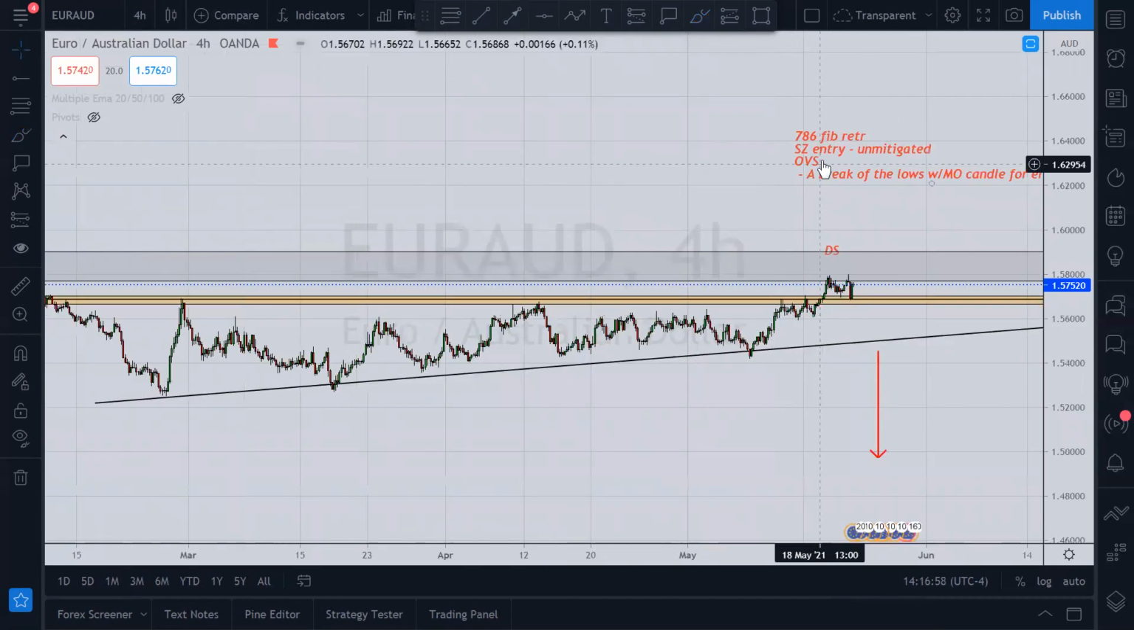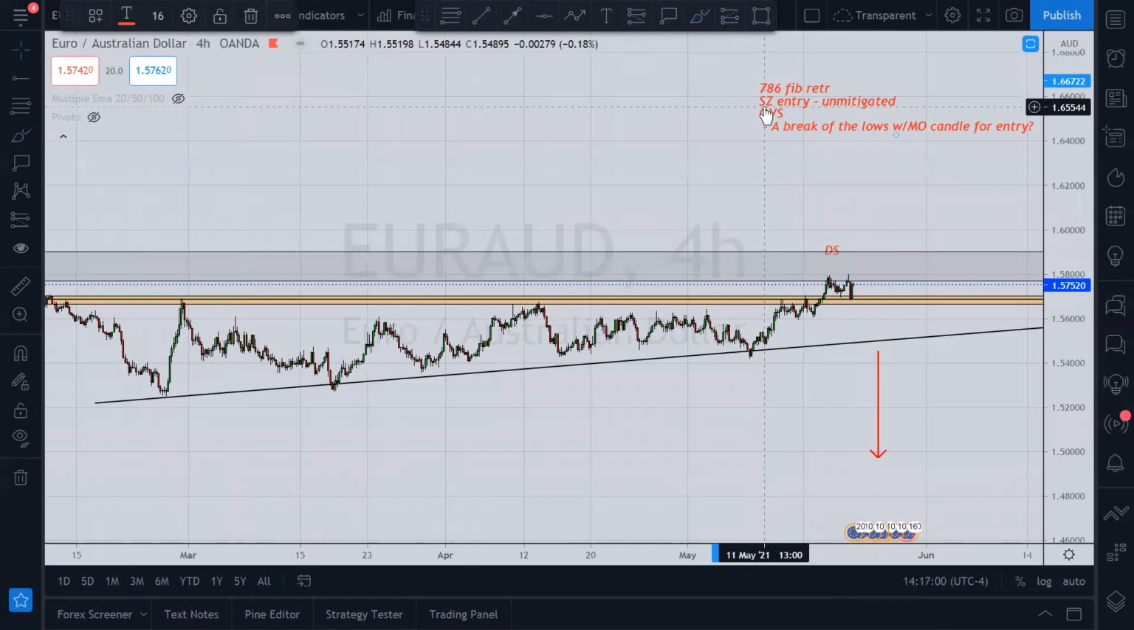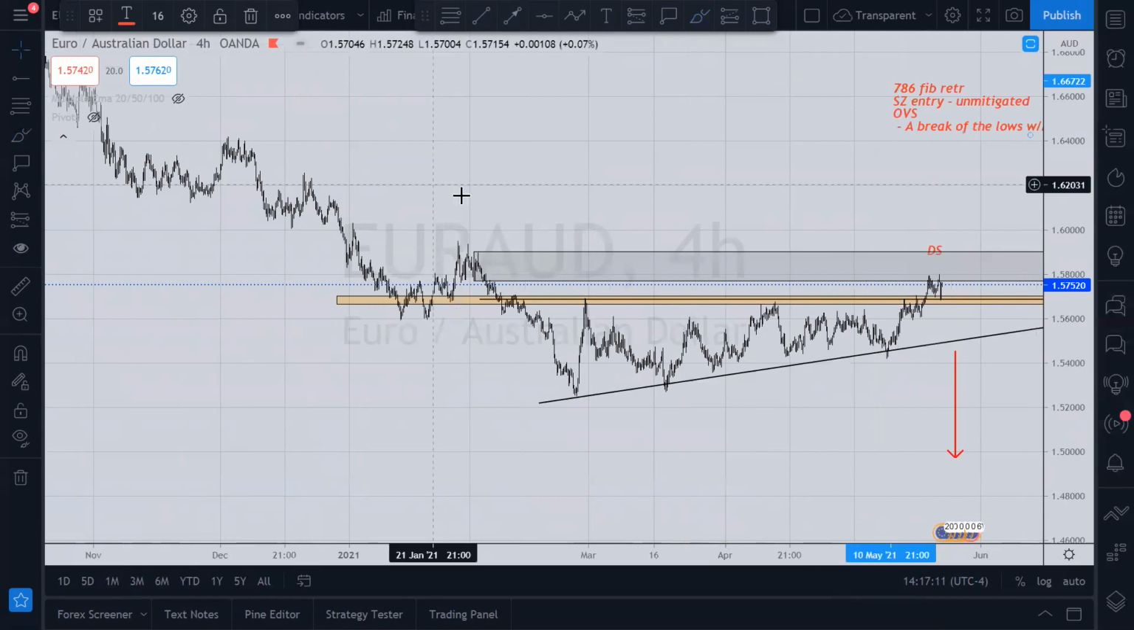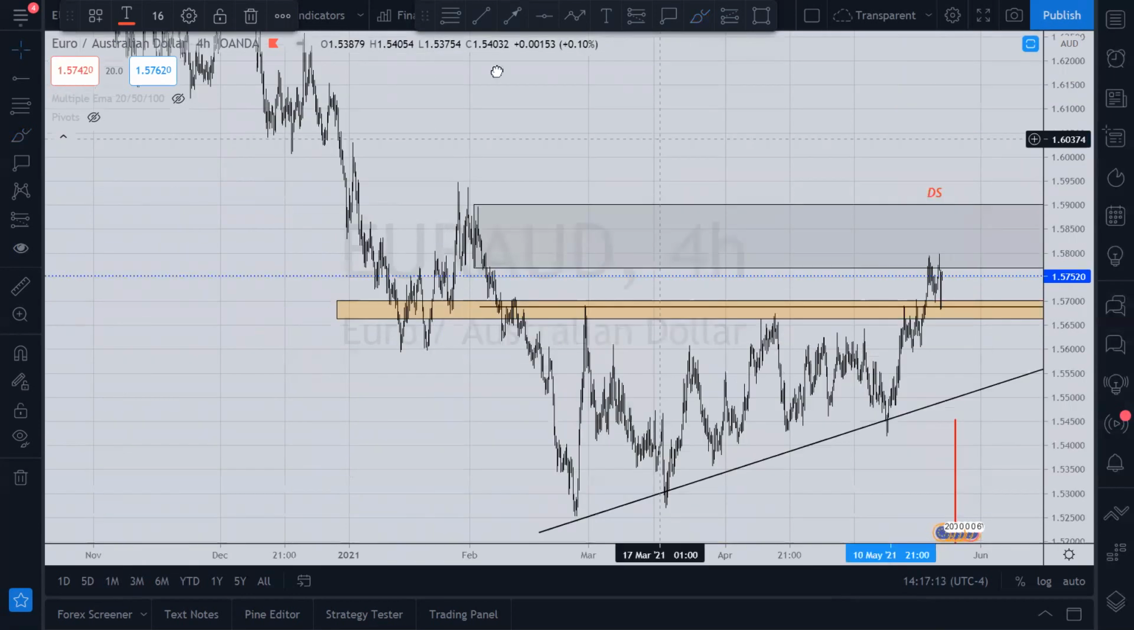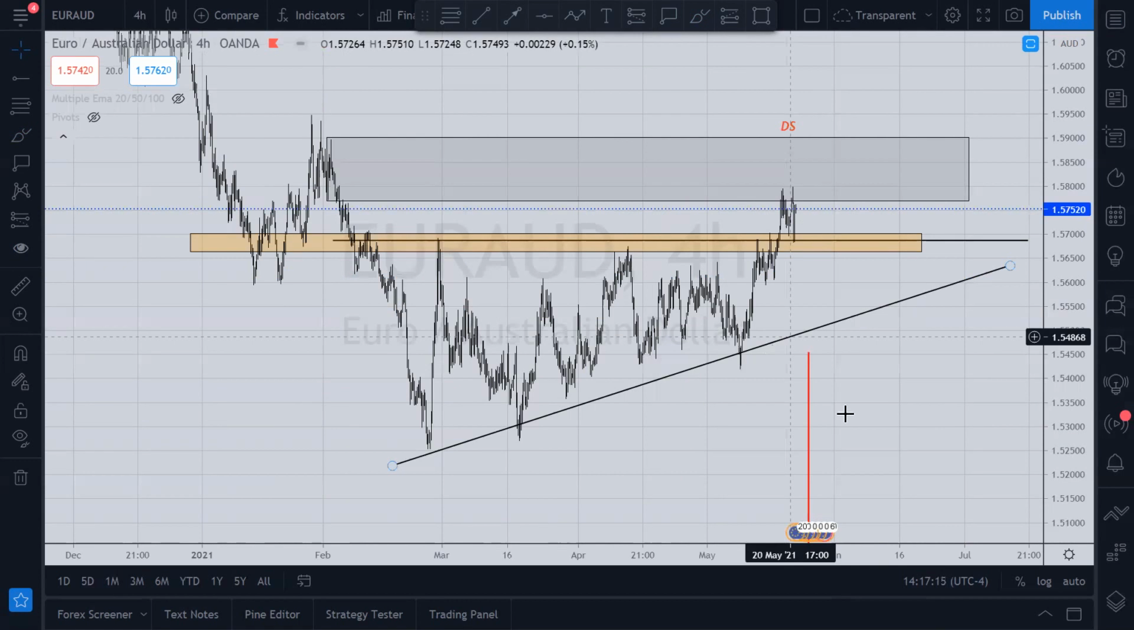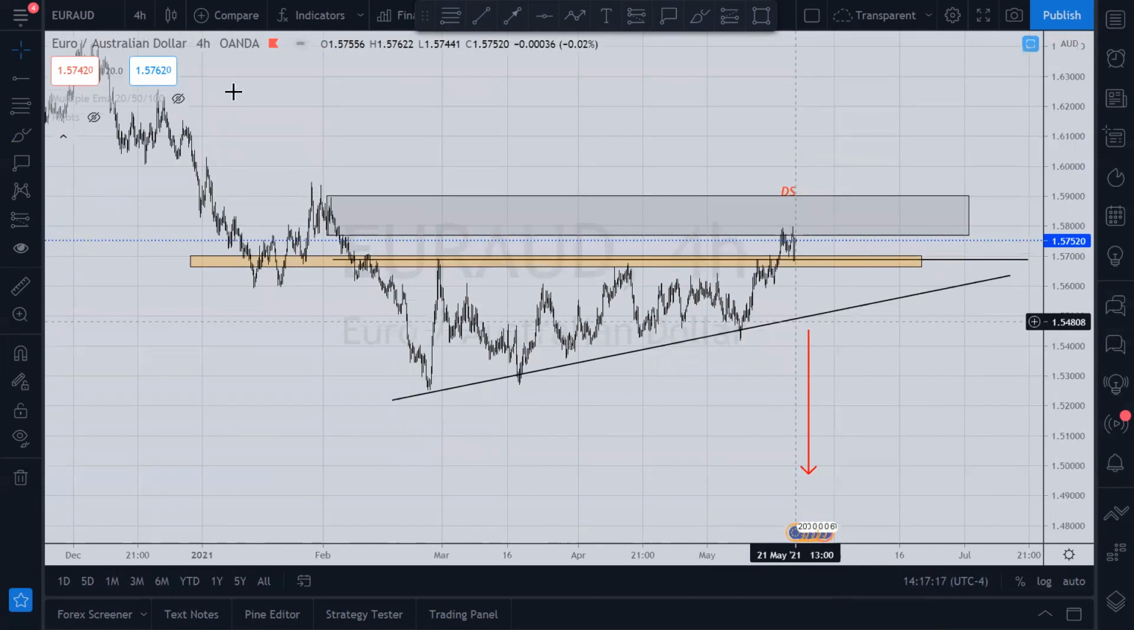786 retracement, stop loss. Supply zone entry. It's unmitigated. We are oversold, and a break of the lows with a momentum candle for entry. Well, I got a whole book on this stuff here. Well, look, I am short on this pair. Why am I short on this pair?